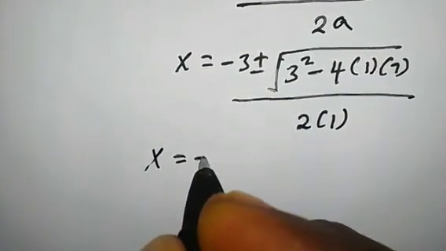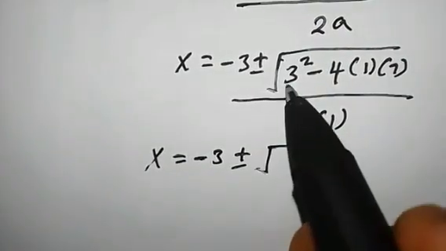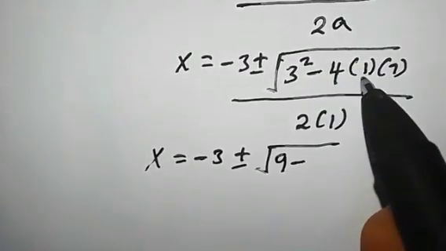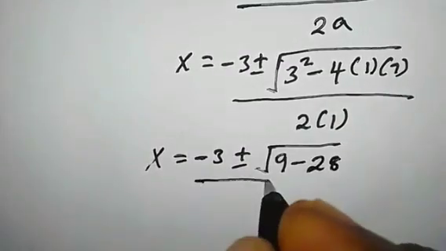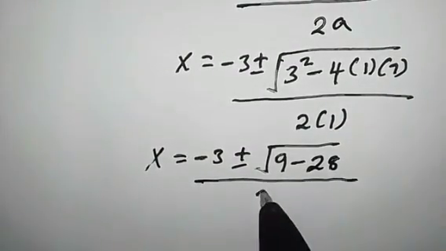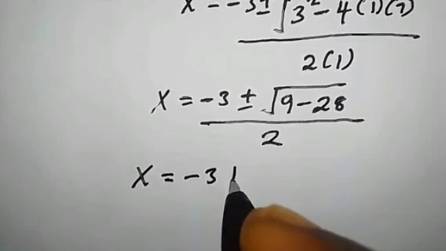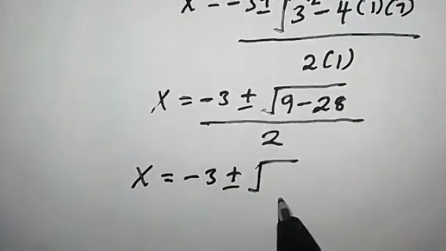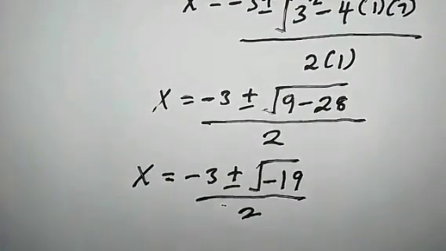x equal to minus 3 plus or minus square root of, what is 3 squared? 3 times 3, 9. Minus 4 times 1, that is 4 times 7, 28. Everything divided by 2 times 1, 2. Let's continue. x is equal to minus 3 plus or minus square root of 9 minus 28, that is negative 19, divided by 2.